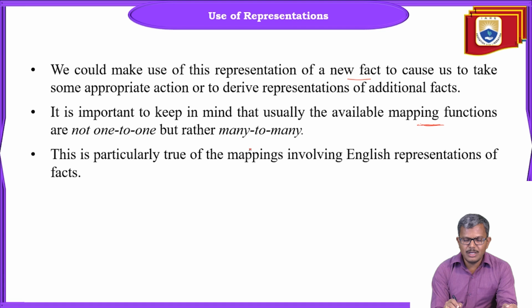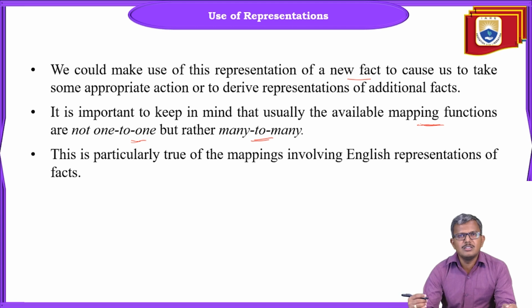The mapping should always be many to many. It should not be one to one. In simple words, the knowledge representations should be general, not too specific. When it is too specific, it is applicable only to one particular problem. But when you can represent the knowledge in a generalized form, you can use that knowledge to solve any number of similar problems.